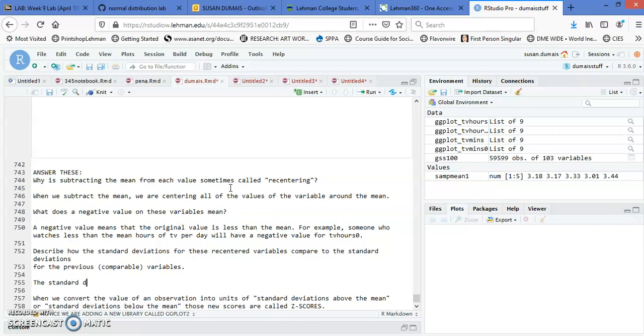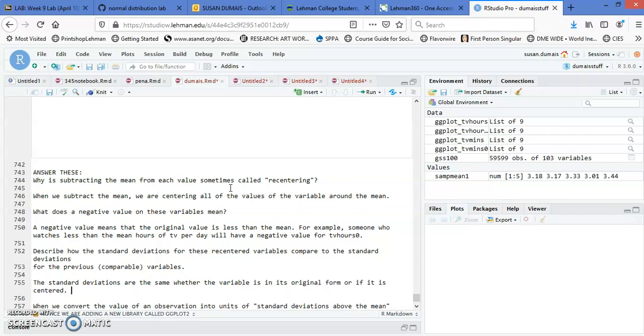The standard deviations are the same whether the variable is in its original form or if it is centered. Centering does not affect the standard deviation.